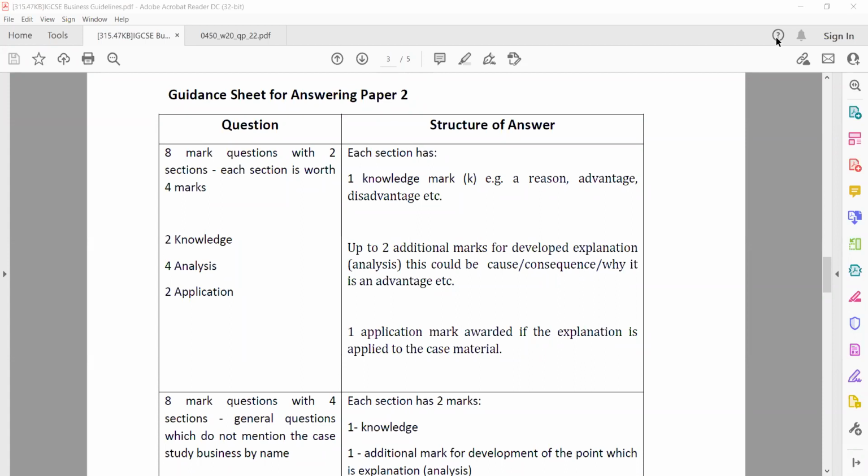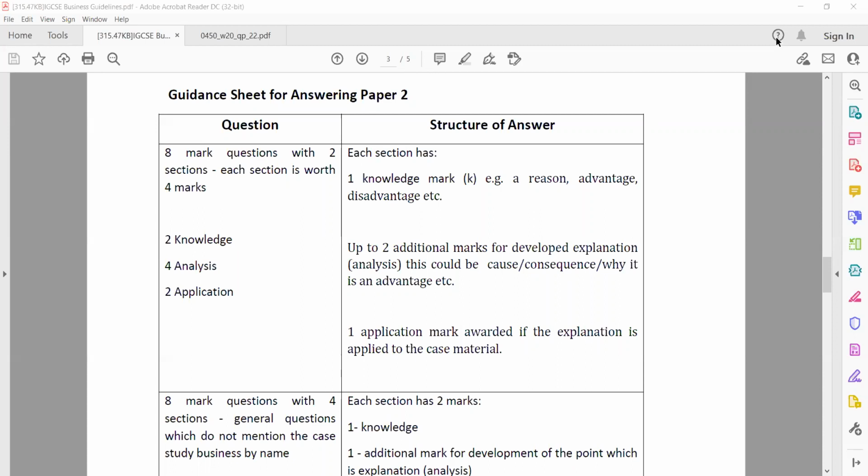Question 1A, 1B, 2A, 2B, 3A, 3B, and 4A, 4B. So we have 1A, 1B, 2A, 2B, 3A, 3B, and 4A, 4B. Questions A, which are 1A, 2A, 3A, 4A, are 8 marks, while questions B, 1B, 2B, 3B, 4B, are 12 marks.